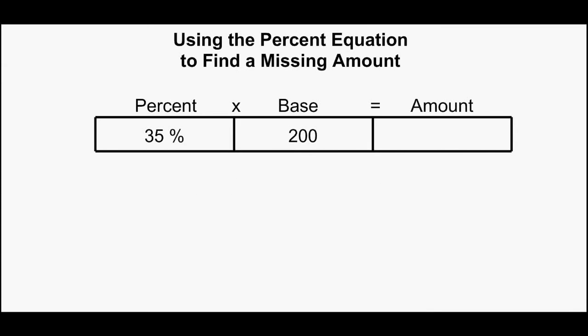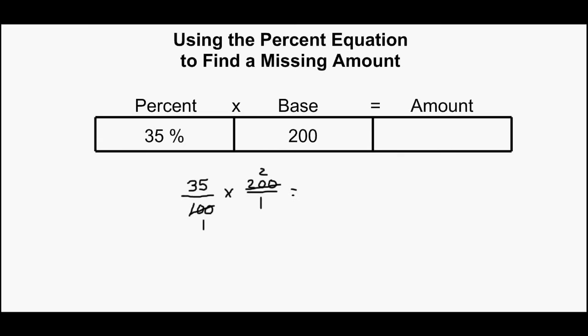Let's try another example. Here, our percent is 35%, our base is 200, and we have a missing amount. Let's take the fraction form of the percent. You may use either the fraction or the decimal form, and multiply it by the base. The base is 200. You may place a 1 under any whole number to make it into a fraction. I like to use canceling whenever I can.